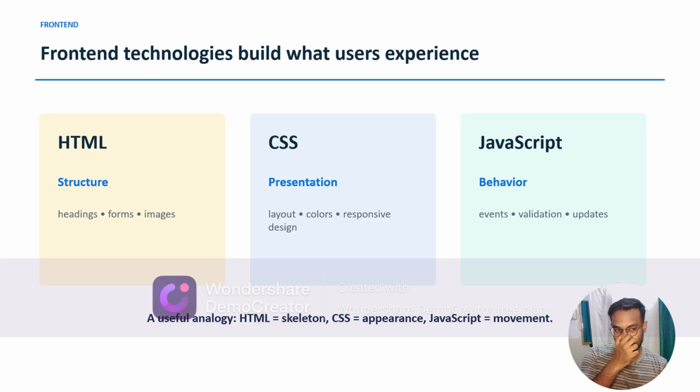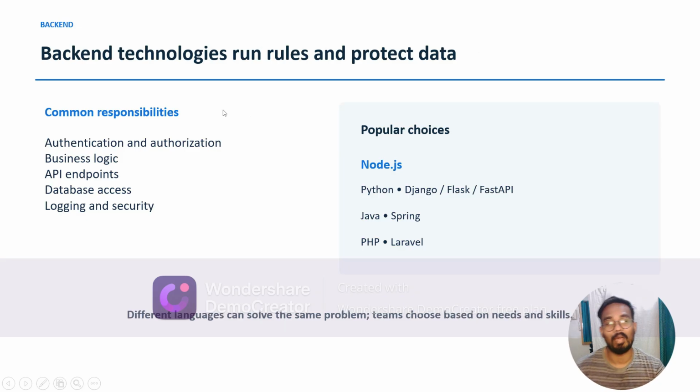So this is about the front end technologies, and moving ahead, we have the back end technologies, which run rules and protect data. The next slide is about back end technologies.